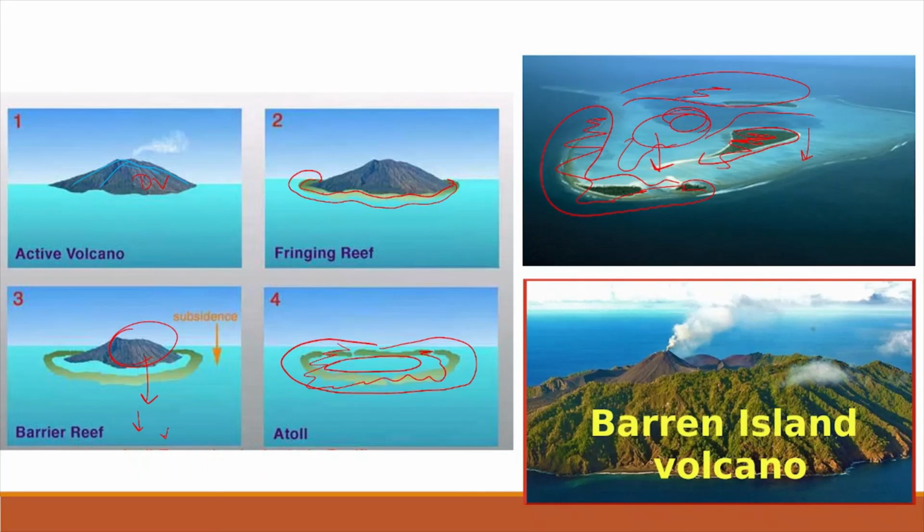Okay, this is a picture of the Barren Island. Here you can see an active volcano. So most of the volcanic activities in the Andaman and Nicobar take place over here.